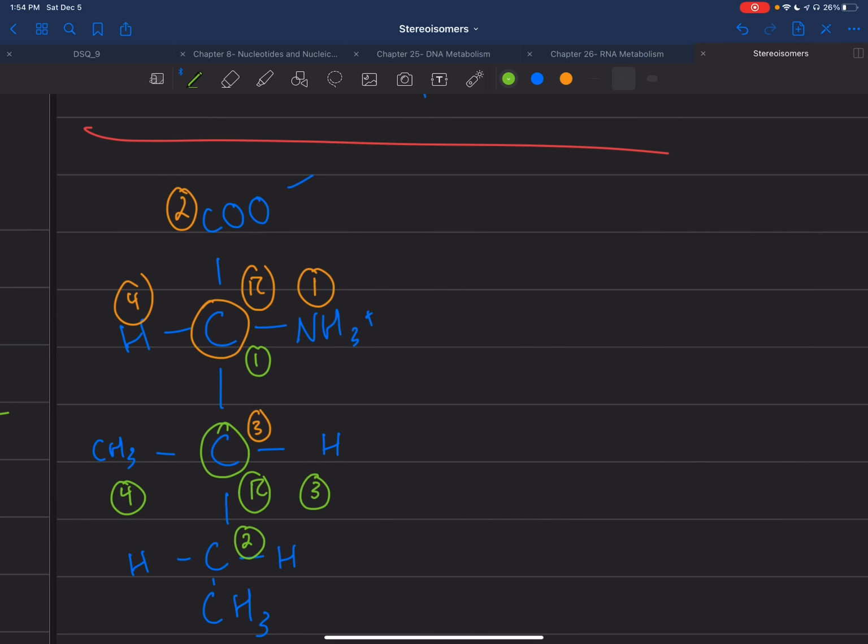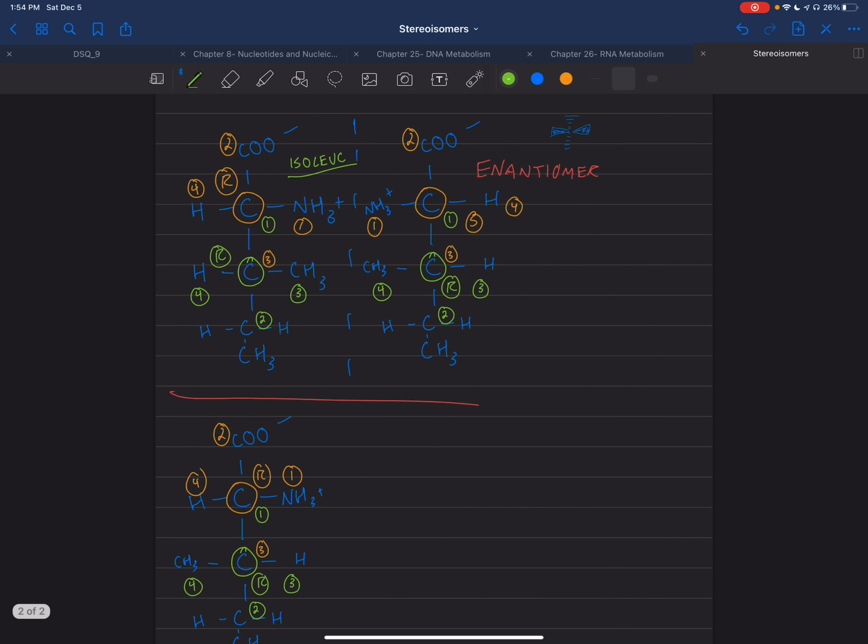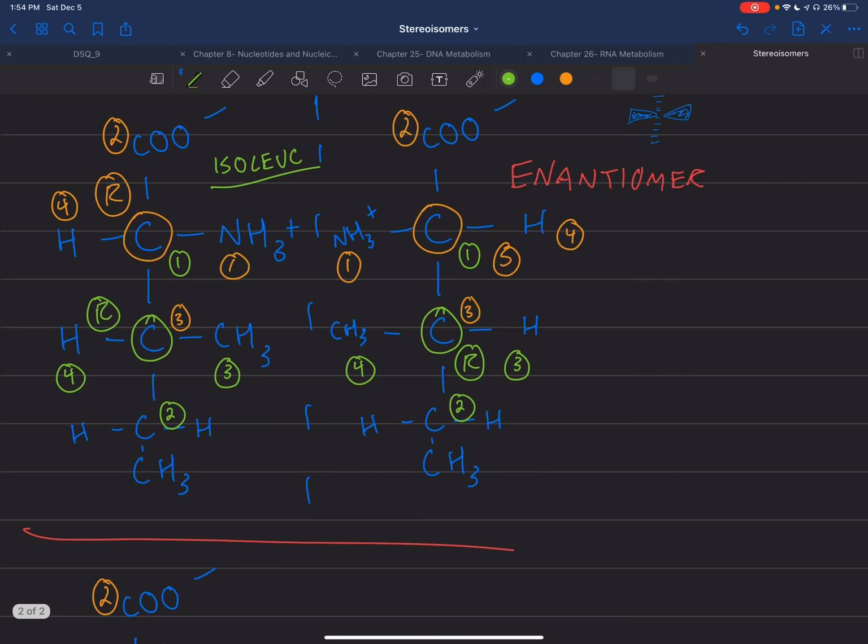Oh, hold on. This is the enantiomer. I'm sorry. This is not R anymore because I completed my switch. This is going to be S. Let's double check. 1, 2, 3 going to the left, which should be S. No, that should be R. Hydrogen's not where we want it. That should be R.